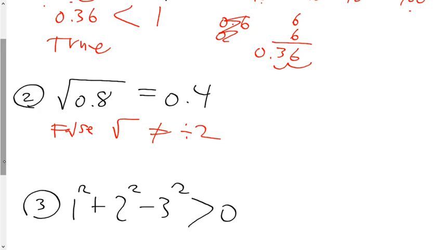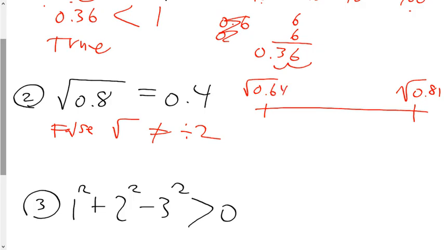Another way to do it would be to say, if I was to plot this on a line and say the square root of 1 and the square root of 0. Oh no, hold on, that wouldn't work. Sorry, my bad. Square root of 0.81 and the square root of 0.64. This is the tricky one.